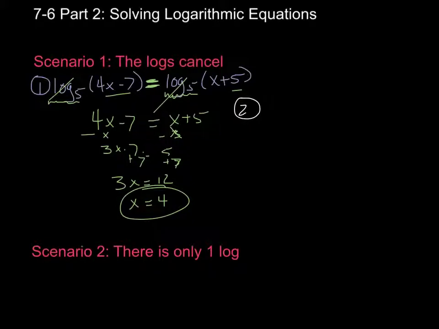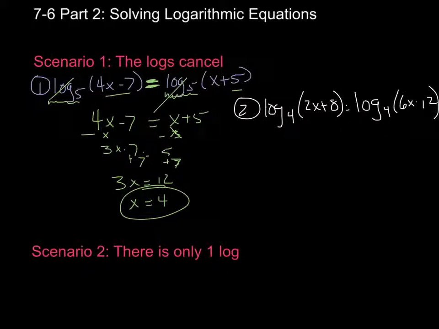We'll call this one number 2. If I had the log base 4 of 2x plus 8 equals the log base 4 of 6x minus 12. Again, I've got the two sides equal, and another way to think about this is that taking the log of both sides does not change the equation. In fact, we did that in yesterday's work, right? We took the log of the left and the log of the right. So I really don't need the logs at all, right? They effectively just cancel. And 2x plus 8 equals 6x minus 12.